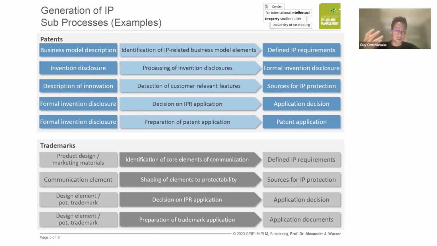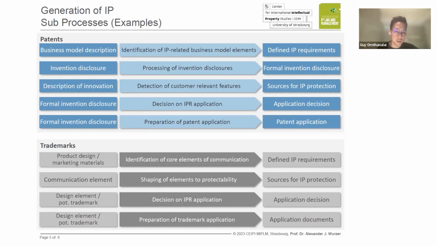Description of innovation, then we have the detection of customer relevant features. So it could be something related to the parking space detection, car navigation technology use, or different types of payment systems used in the digital parking space and so on. And then these are sequential steps that lead up to the decision on the filing of the application. If there's a filing of the application, then it leads to preparation of the actual application and submission of the application and so on.